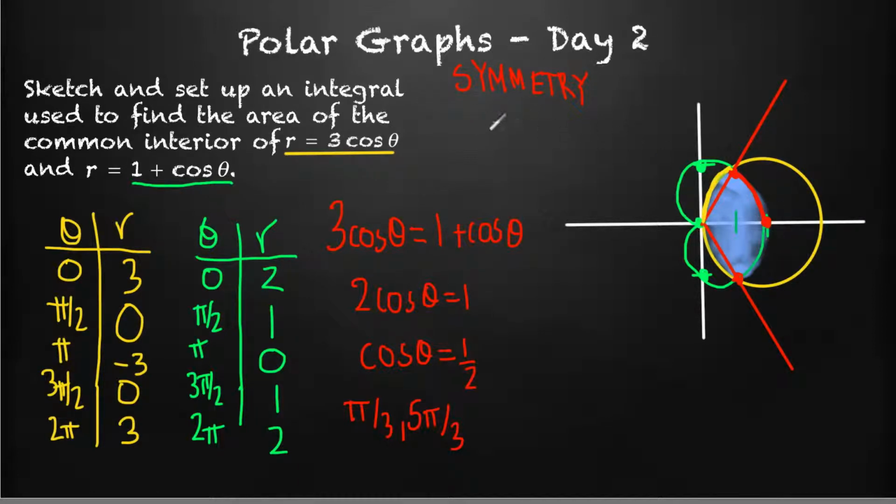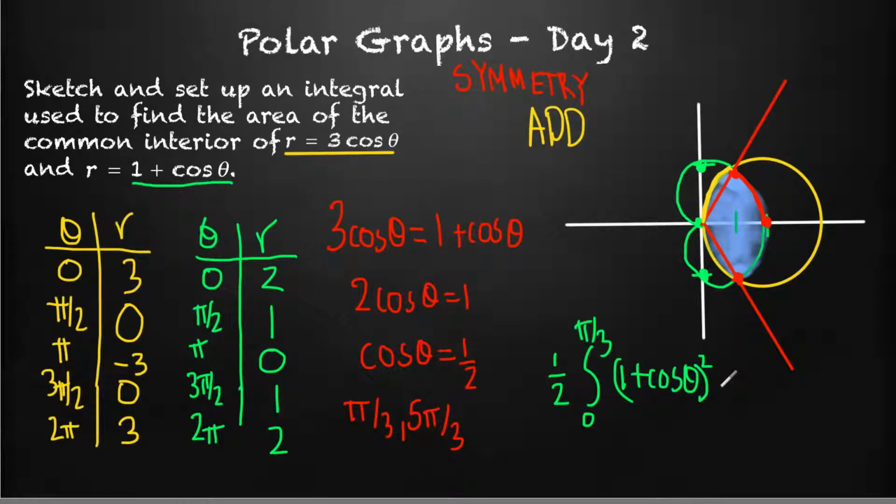And then the next thing we need to do is add those two areas together. In the last problem, we had to subtract them. Here, we're going to add them. So we have to remember, since we're using symmetry, that we need to multiply our final answer by 2. So let's see if we can set up the integral. The green curve is going to be 1/2 the integral from 0 to pi over 3. So that's this portion right there. And the green curve is 1 plus cosine of theta squared, d theta.